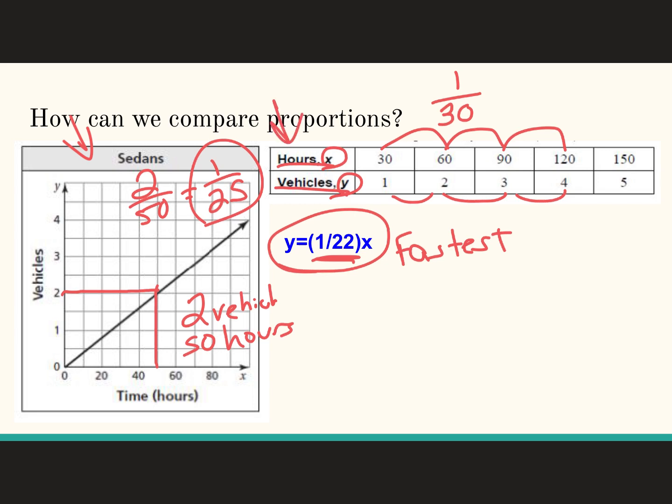Okay, so go ahead and work on these on your own. Work on comparing these proportional relationships, and I will see you in class.